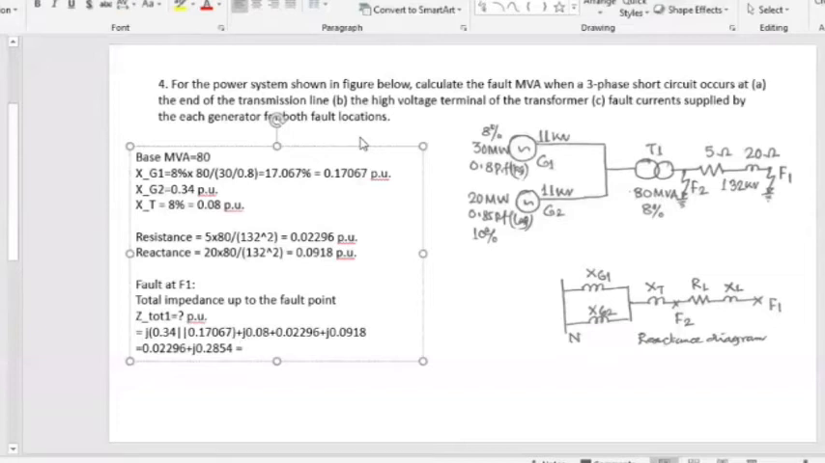Are you getting that? Then you can find out the magnitude. You don't need the angle. When you find the magnitude, you tell me.